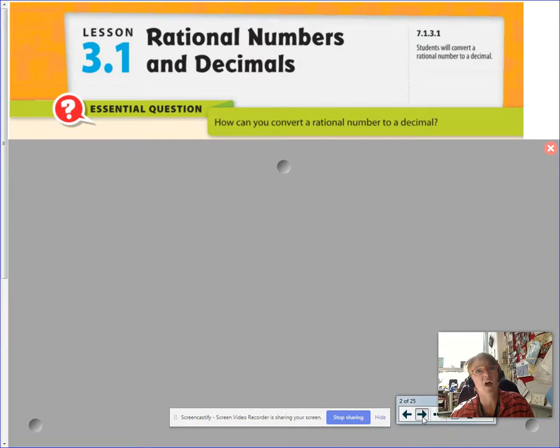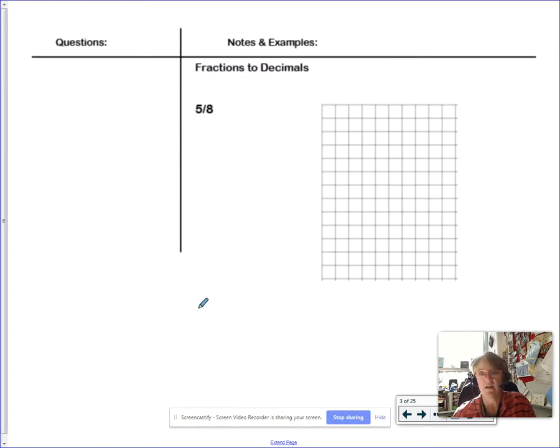All right, so now let's dive in and look at some things. All right, way back, 4th, 5th grade maybe, you started understanding that when your textbook writes 5 with the fraction bar 8, that's the fraction 5/8.